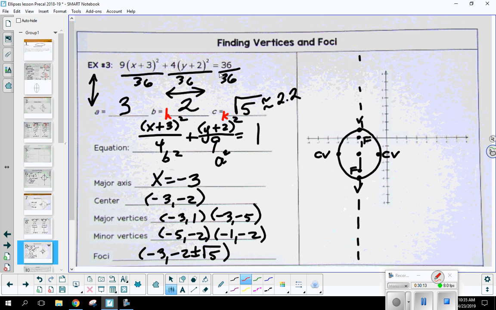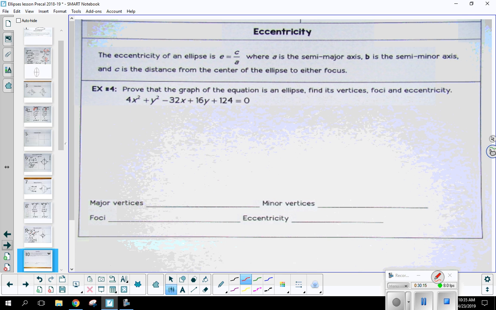Okay. Well, here's our last idea we're going to talk about today, and this is why we're going to finish up tomorrow, because that's our last problem. But I want to close today talking about eccentricity. The eccentricity of an ellipse is E equals C divided by A. And it's not just for an ellipse. If you want to find the eccentricity of any of our conic graphs, it's always C divided by A. It's a very, very simple formula to use.